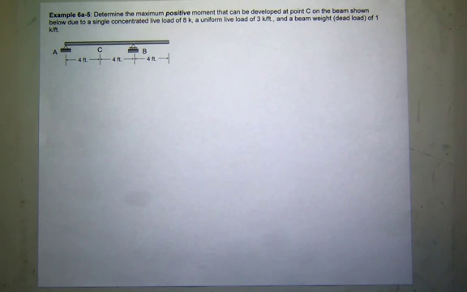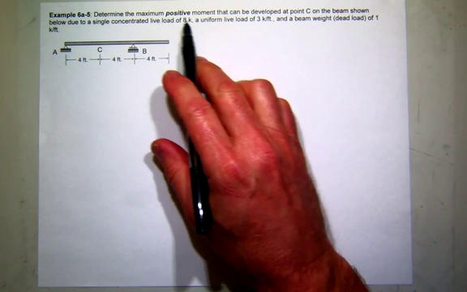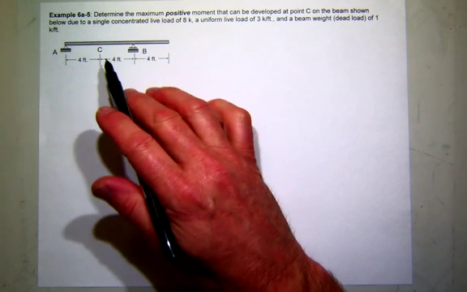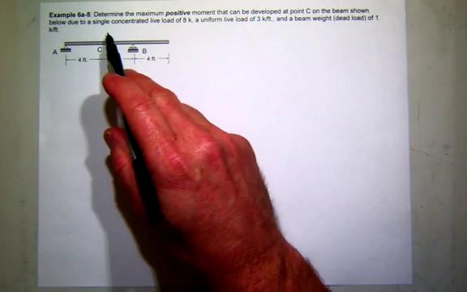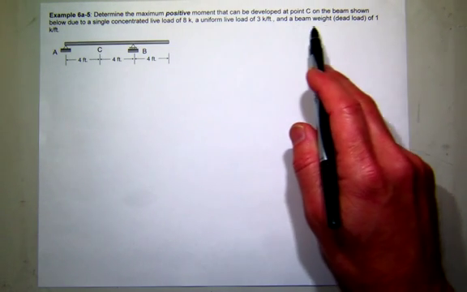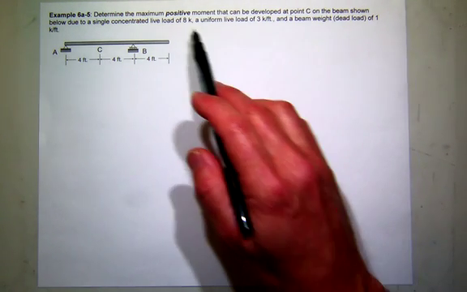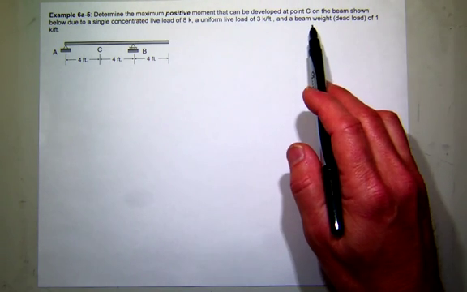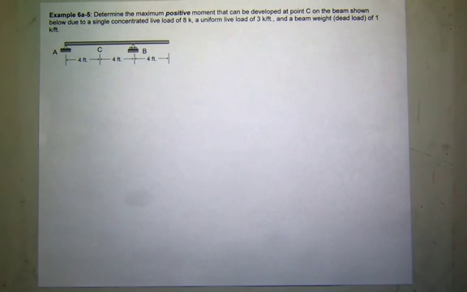Okay, so here's a problem. We want to determine the maximum positive moment at point C, and we have a single concentrated live load, a uniform live load, and a dead load, which is the weight of the beam. So I'm going to show you how to handle those forces, how they're applied. But first we need to find the moment at C.